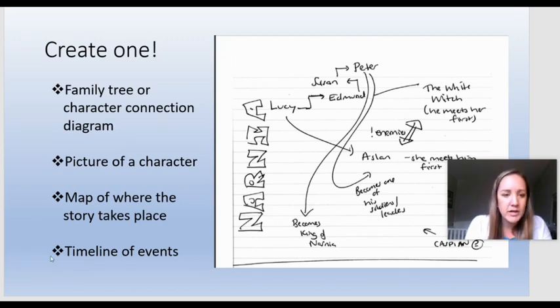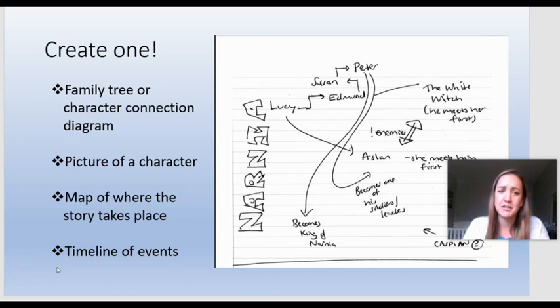Or finally, I have timeline of events. Now, this would be kind of similar to your story mountain. If you're keeping track of the events on a story mountain, that would be really similar to that. It would look a little bit different, and depending on where you're at in the book, you wouldn't want to include all the timeline of events because then you'd be kind of giving it away. So you'd want to be thinking about where you would place that in the book, if you decide to do that text feature.